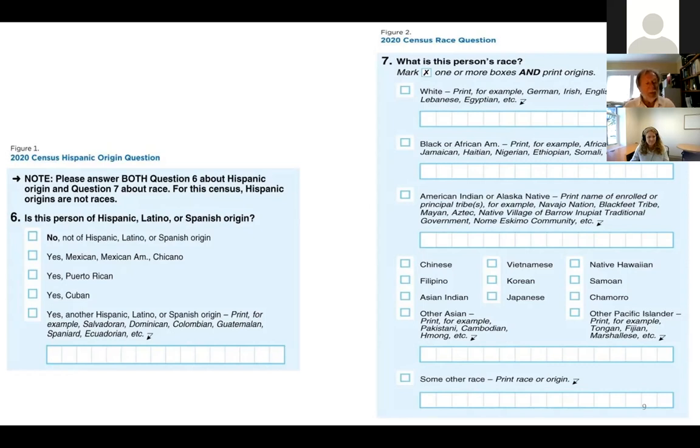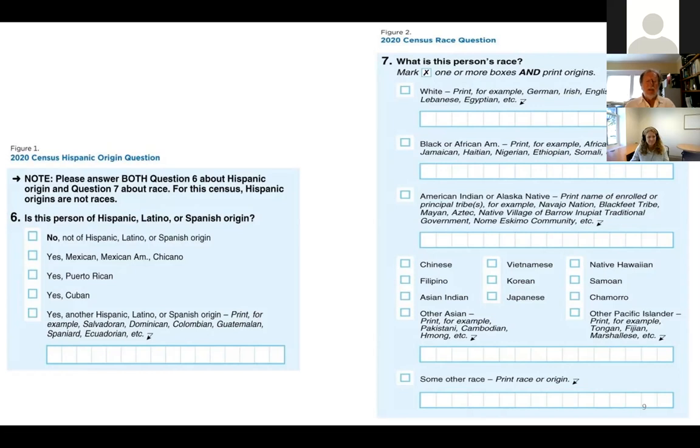Then after everybody answers question 6, they go on to question 7, which asks, what is this person's race? You can see the choices there, and check boxes or write in alternatives if they want to. It's basically six categories: white, Black, American Indian and Alaska Native, then the first six or seven check boxes below are Asian groups, then another group of Native Hawaiian and Pacific Islanders, and then far down is something called some other race.